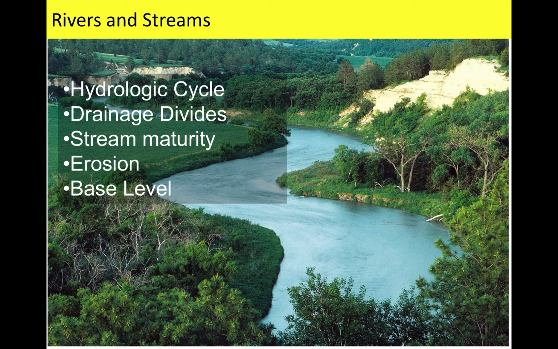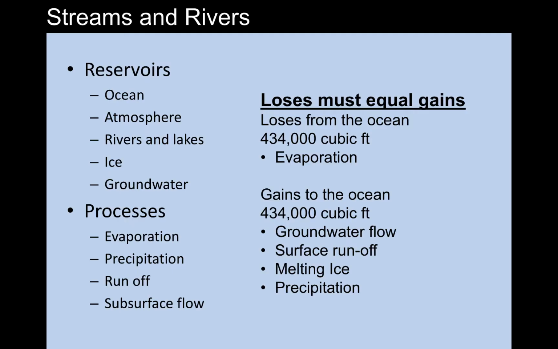In this set of segments we're going to talk about how streams evolve and change, the various features and parts of streams, and then how we can recognize some of the processes that are occurring in streams. We're going to link this beginning to the hydrologic cycle first, so that's what we'll talk about right now. And we'll move on to talk about drainage divide, stream maturity, processes of erosion within streams, and then a broad concept of equilibrium or balance between erosion and deposition in streams and what that looks like.